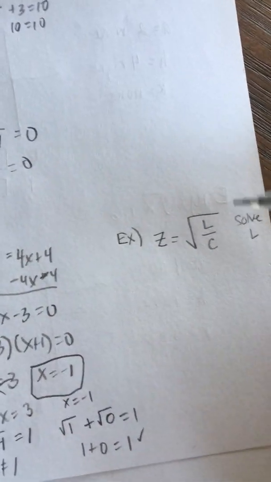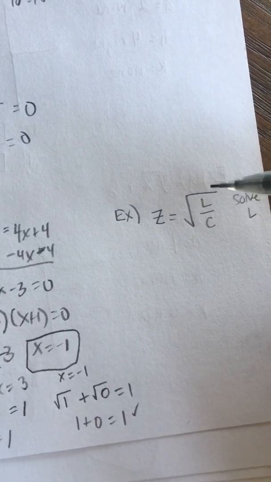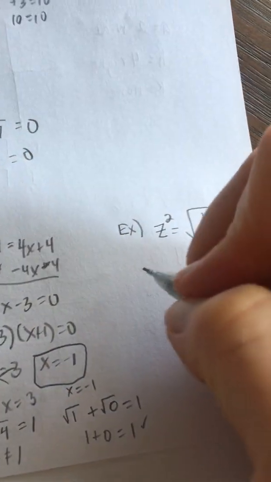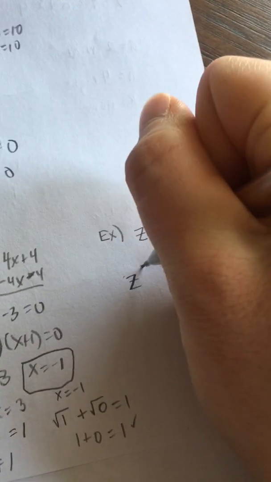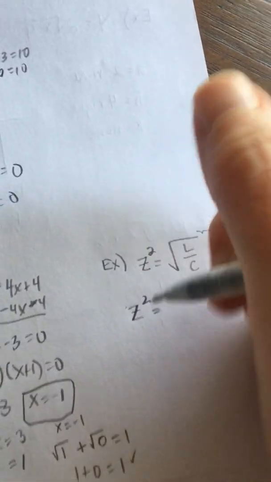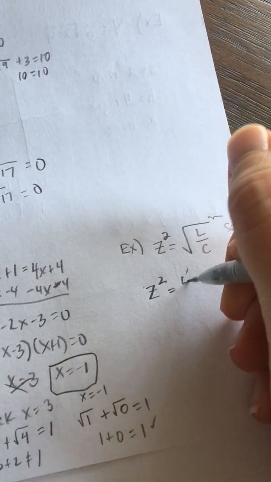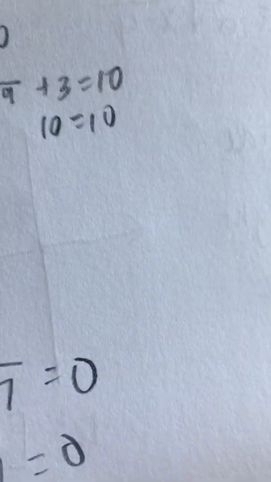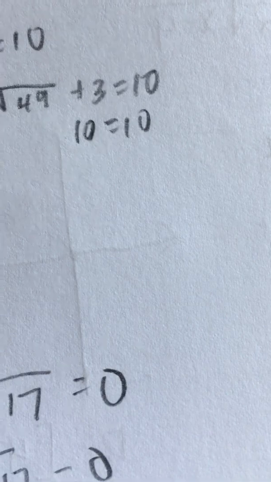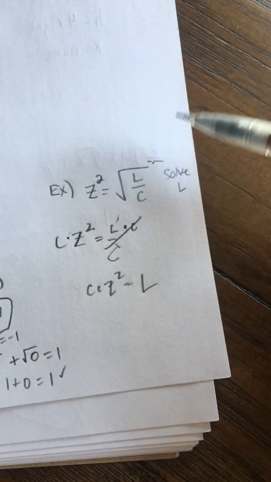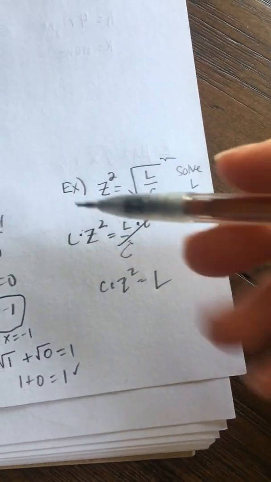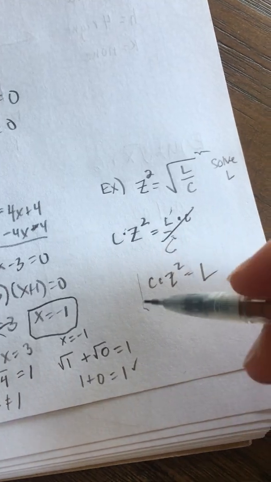Quickly, you'll see two problems like this on homework where you need to solve for L. Well, the root's isolated, square both sides. I get z squared equals L over C. And then to get the L alone, I multiply both sides by C. Sorry, the paper's being funny. So then I get C times Z squared equals L. So again, get rid of the root. Division's going on. To get the L alone, we multiply both sides by C. Final answer, C times Z squared equals L.